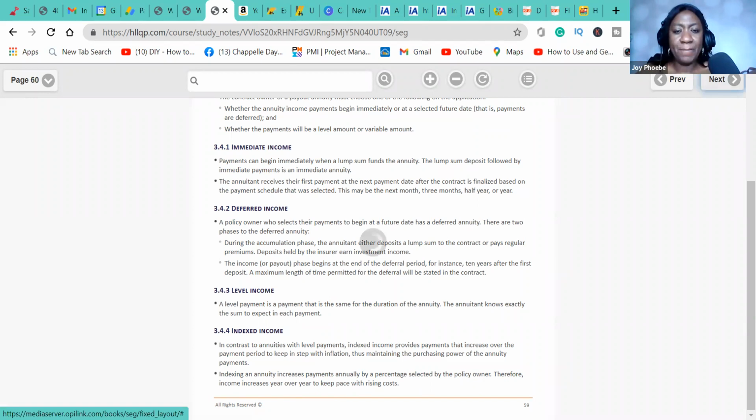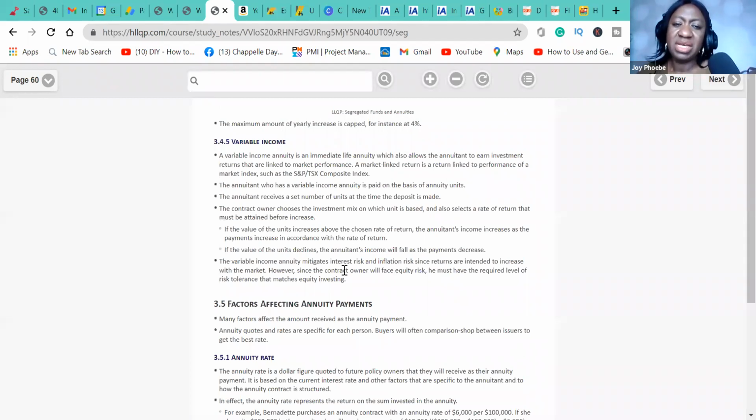Moving on to variable income. A variable income annuity is an immediate life annuity which allows annuitants to earn investment returns that are linked to market performance. Like we see, the index one has to track with inflation and stuff like that, but variable income is the one that mimics market performance. So if the market is down, then your income will likely be low, but if the market is high, you cash in on the advantages of the market doing so well, and in return you get more pay coming to you.